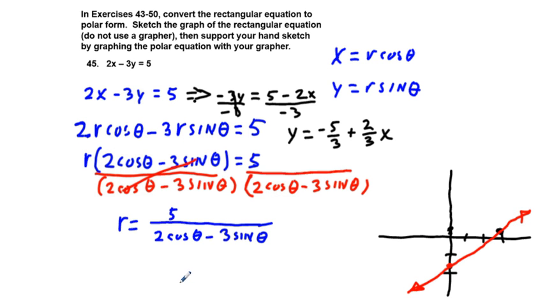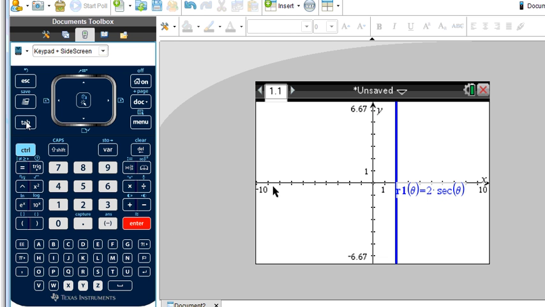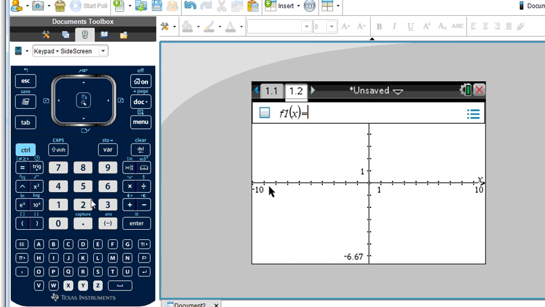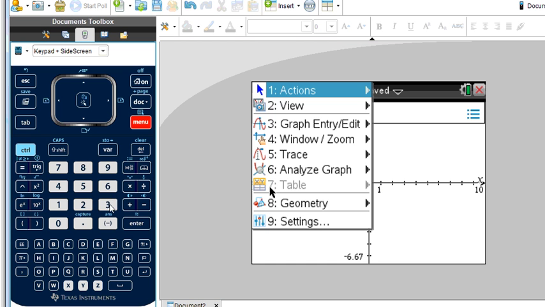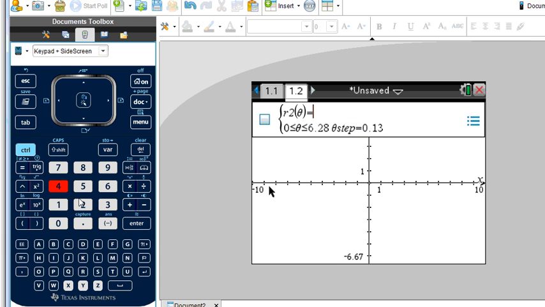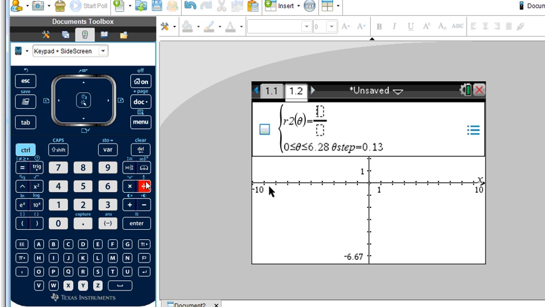So let's see what this looks like in our graphing calculator. Okay, we get another page. I'm going to do Control I, add graph. I'm going to get menu, graph entry edit 3, graph polar 4. We're going to put 5 over 2 cosine theta.